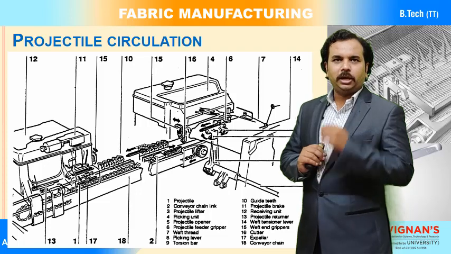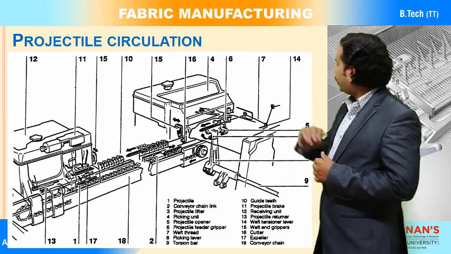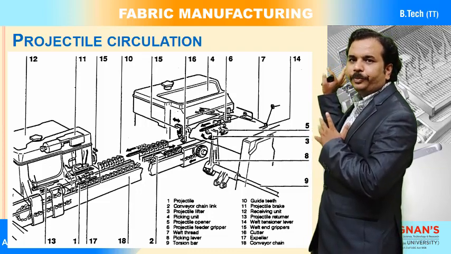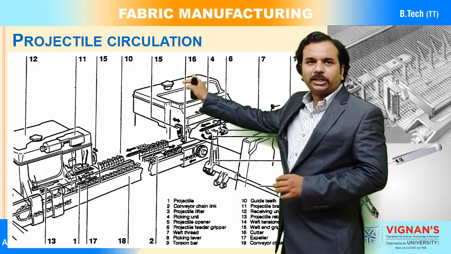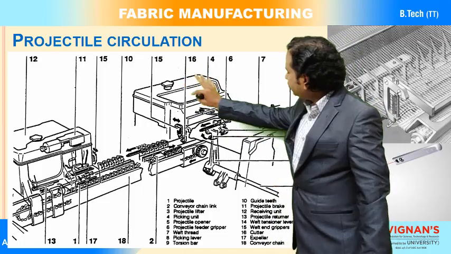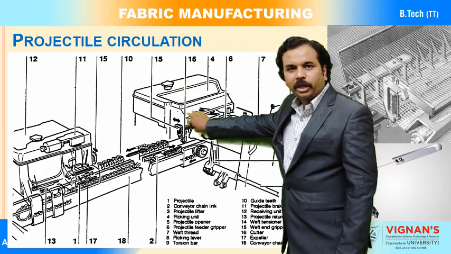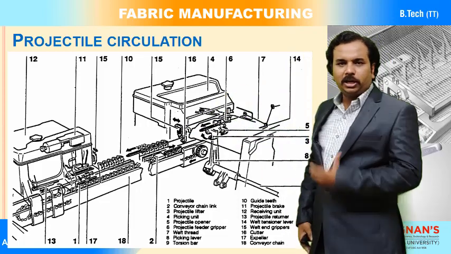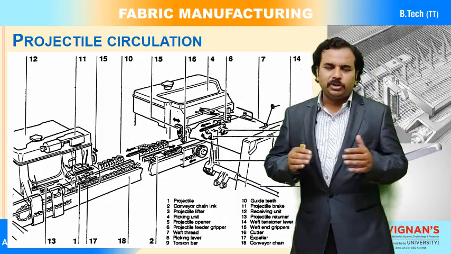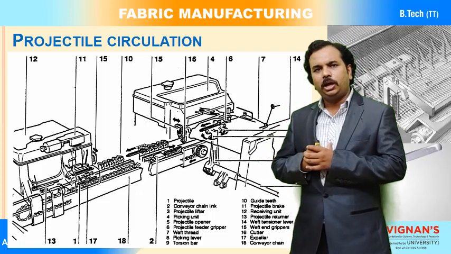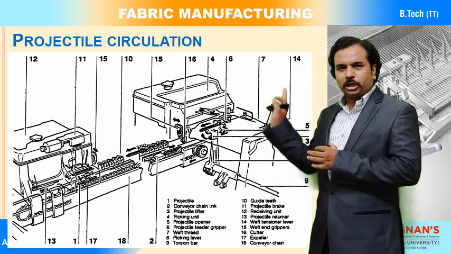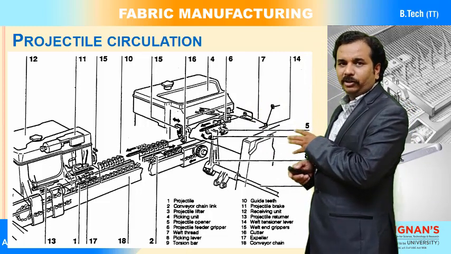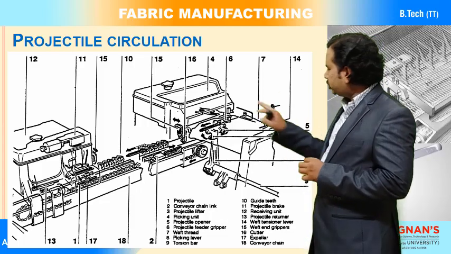Now you can see here which is the picking side, where particularly there is a torsion bar mechanism. This is the picking side. This is the receiving side where the projectiles are received. After receiving, the projectile is transferred onto the conveyor belt or conveyor chain. Slowly the conveyor chain moves towards the picking side so that the projectiles are transferred from the receiving side to the picking side. So this is how the projectile circulation happens in the projectile weaving machine we are discussing.